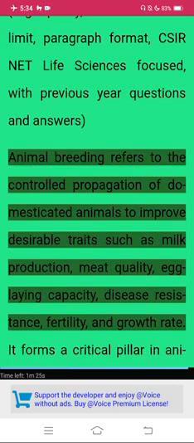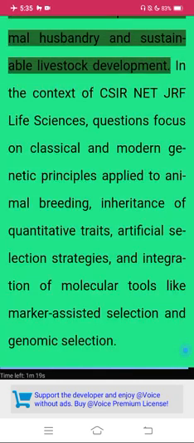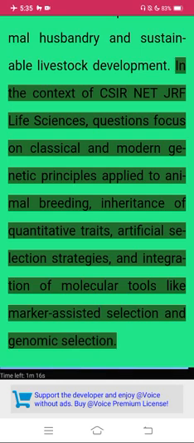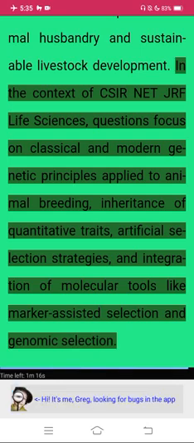Animal breeding refers to the controlled propagation of domesticated animals to improve desirable traits such as milk production, meat quality, egg laying capacity, disease resistance, fertility, and growth rate. It forms a critical pillar in animal husbandry and sustainable livestock development. In the context of CSIR Net JRF Life Sciences, questions focus on classical and modern genetic principles applied to animal breeding, inheritance of quantitative traits, artificial selection strategies, and integration of molecular tools like marker-assisted selection and genomic selection.